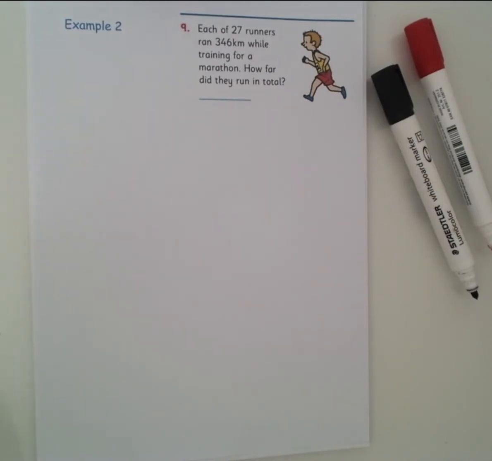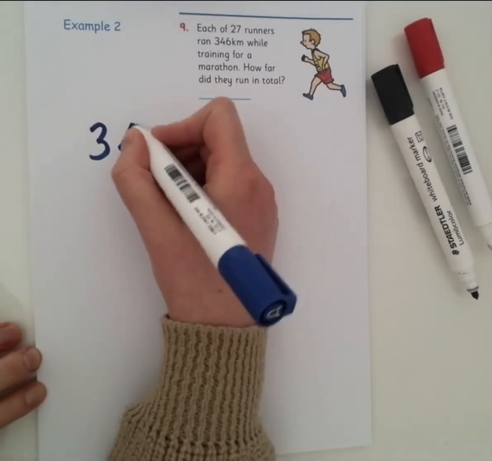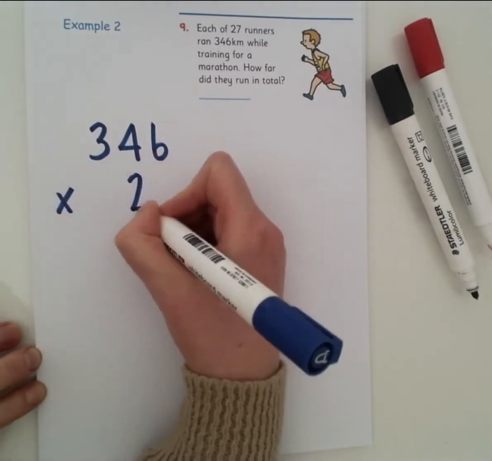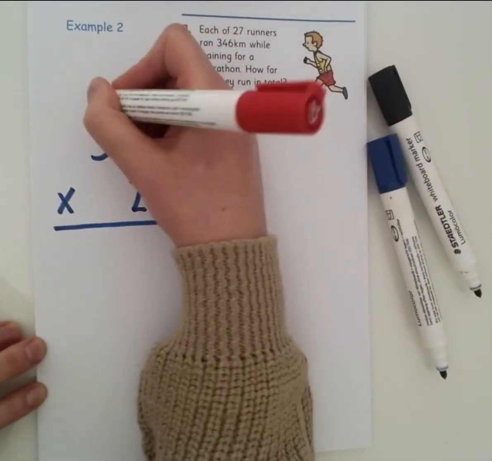Okay, so example 2 asks, if each of 27 runners ran 346 kilometers while training for a marathon, how far do they run in total? So each runner ran 346 kilometers and there were 27 runners, and we need to figure out how far they ran in total. So we're getting the total amount, which means we need to use multiplication. So I'm going to set my sum up to use the vertical method for multiplication. So I'm multiplying 346 by 27. And now just put in my place value names, so units, tens, and hundreds.